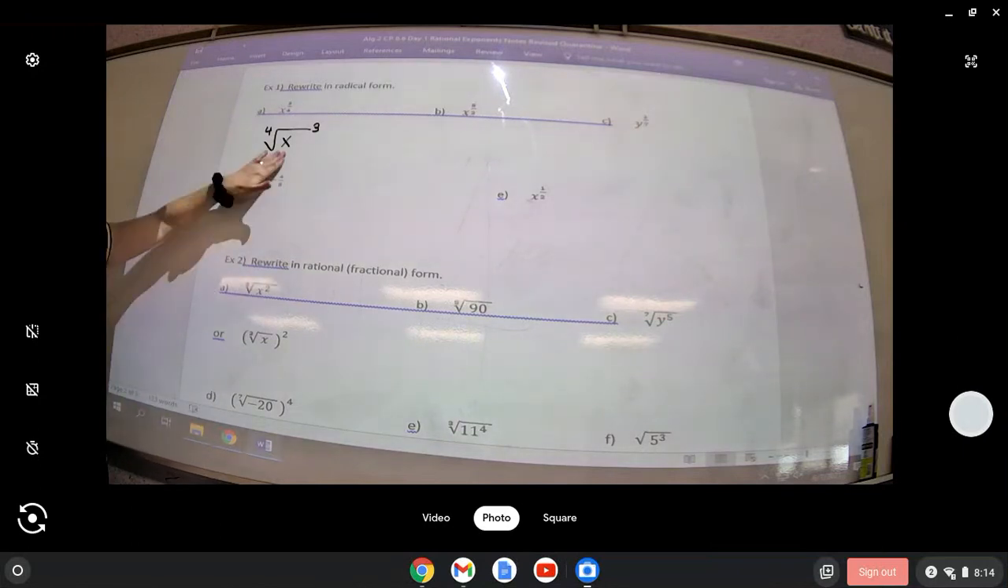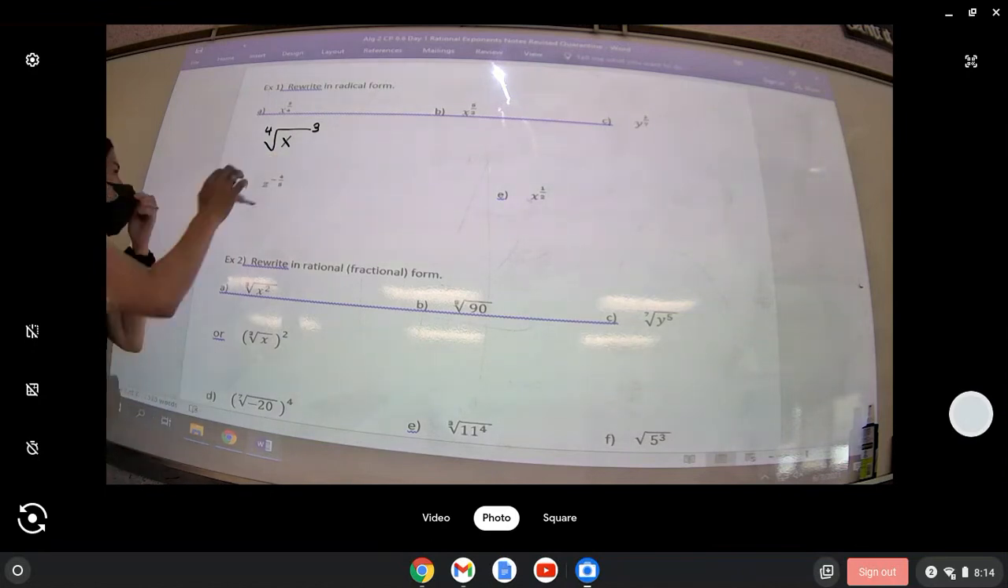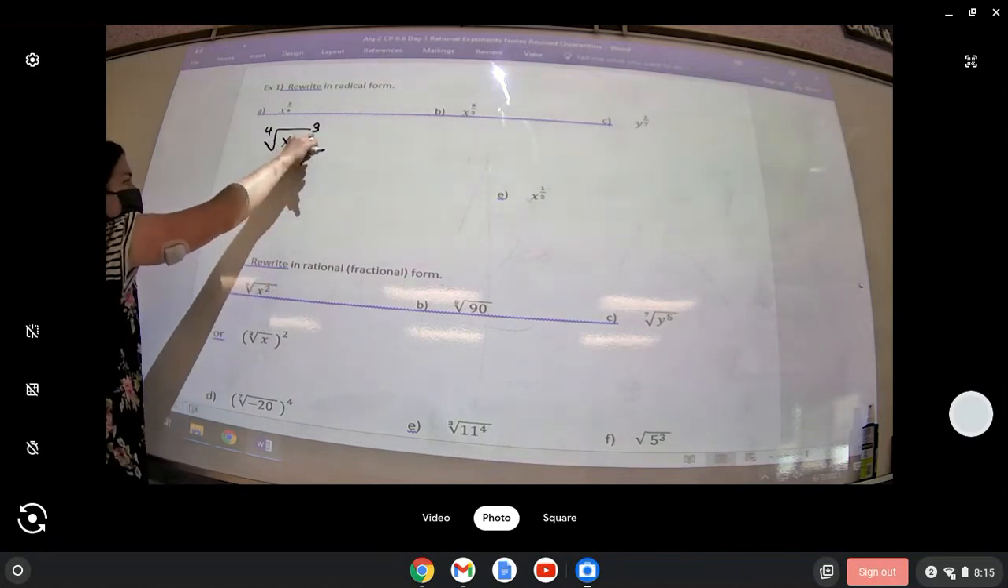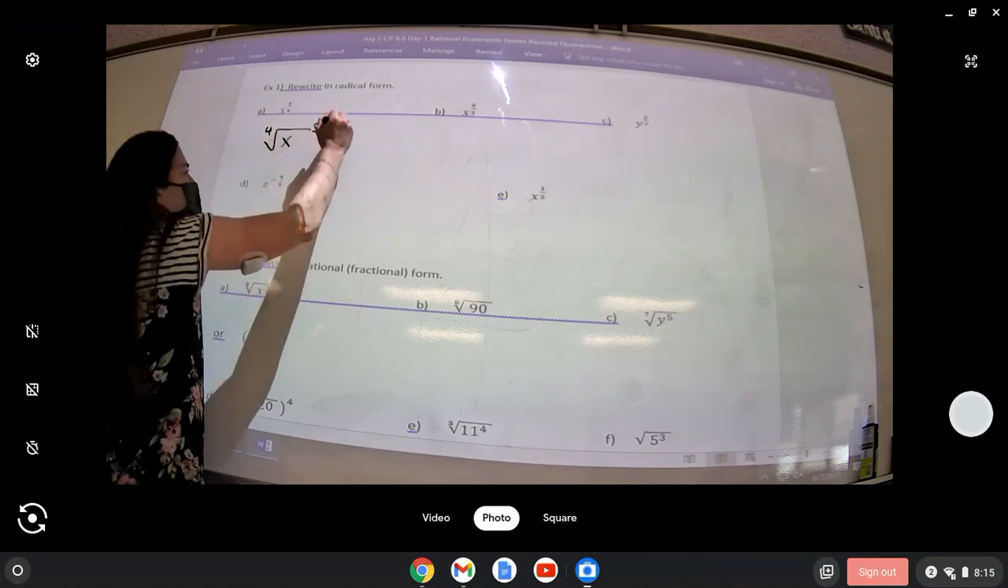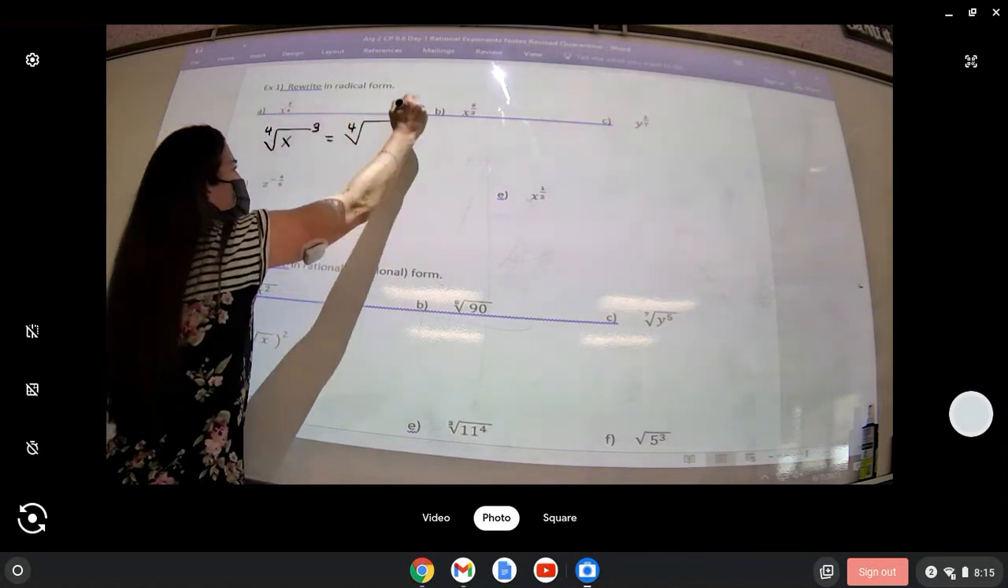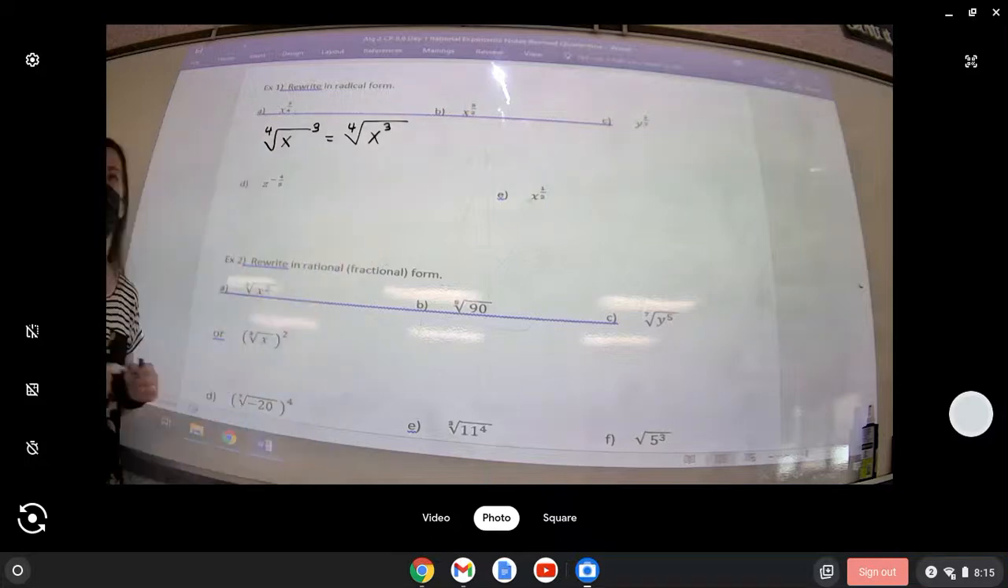However, because this is a variable, and I can't really take the 4th root of it and know what number that is, then they'll tuck the exponent inside. So they'll probably write this as the 4th root of x to the 3rd.